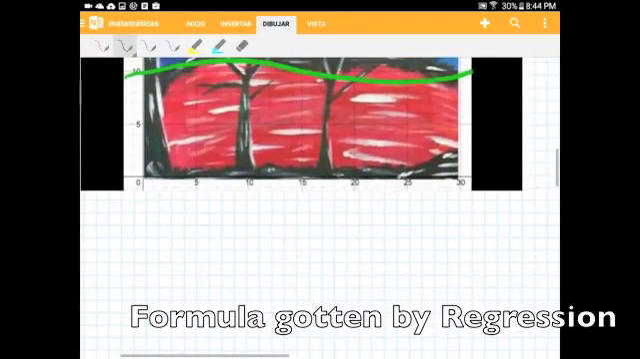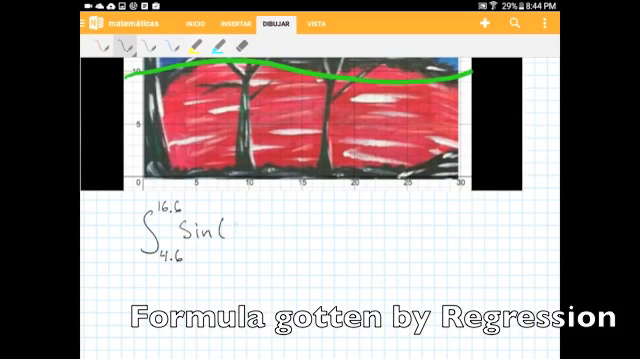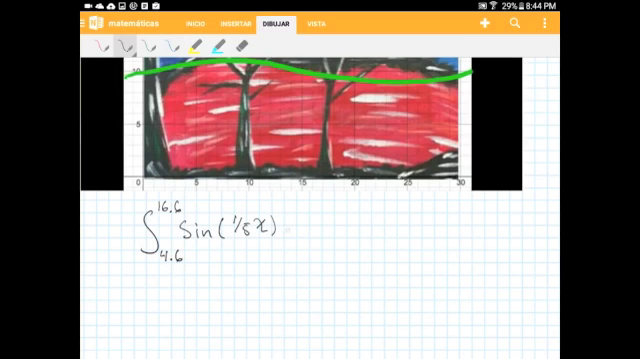So the integral between the intervals 16.6 and 4.6 of sine of 1/5 x plus 10.